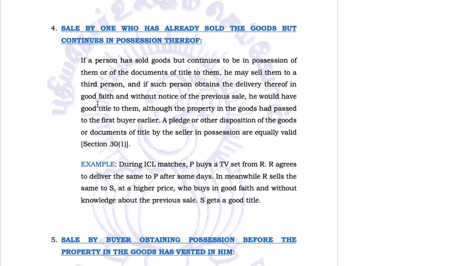If a person has sold goods but continues to be in possession of them or of the documents of title to them, he may sell them to a third person, and if such person obtains the delivery thereof in good faith, there have to be two conditions: good faith first, and without notice of the previous sale, he will have good title to them, although the property in the goods had passed to the first buyer earlier. A pledge or disposition of goods or documents of title by a seller in possession is equally valid.